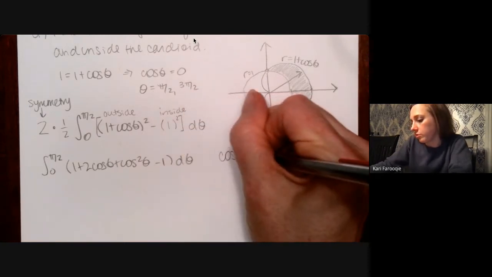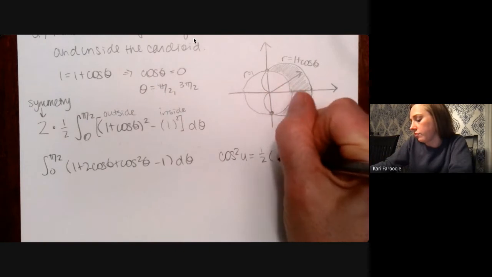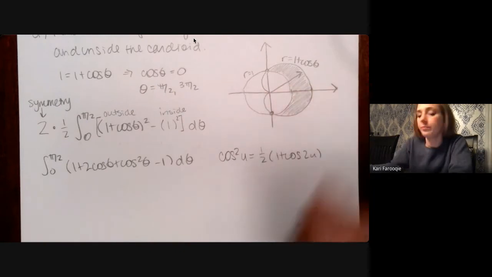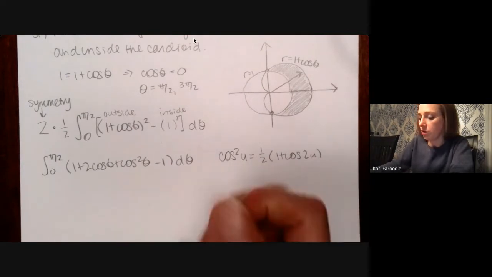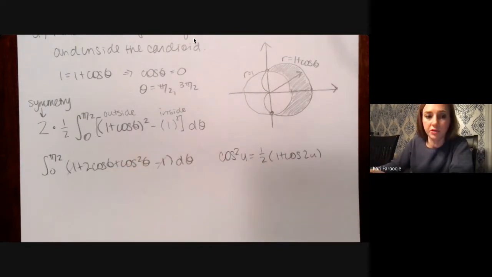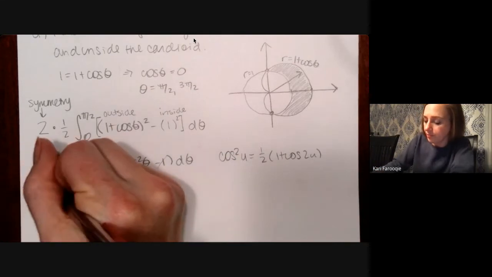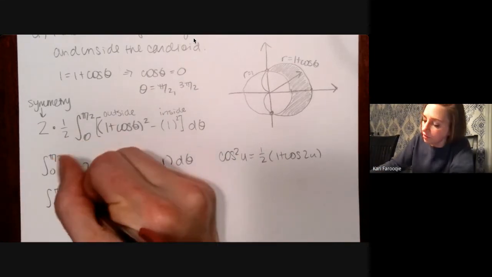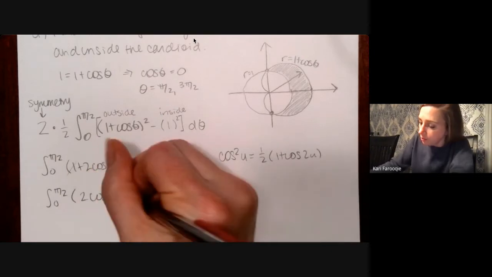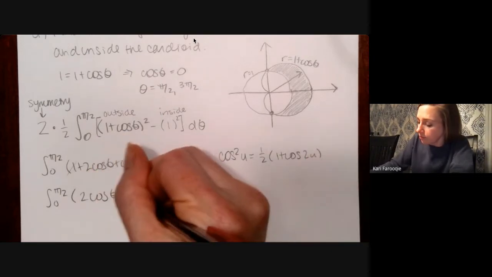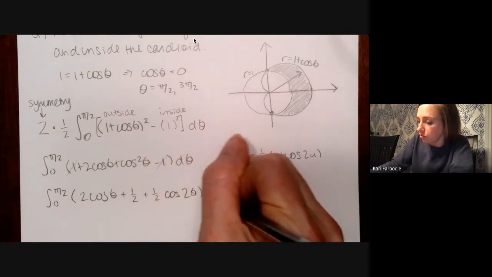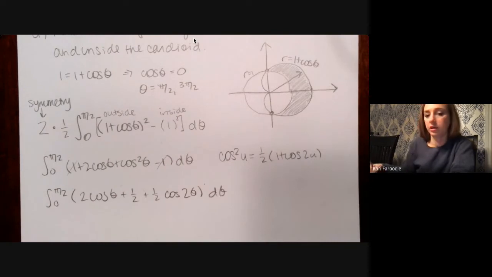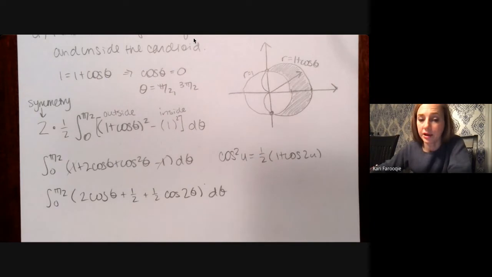And then remember that the cosine squared of u is 1/2 times 1 plus the cosine of 2u. So we're going to use this identity to rewrite cosine squared. And notice also that these ones are additive inverses, so those are going to be gone. So that leaves you with 2 cosine theta plus 1/2 plus 1/2 cosine 2 theta d theta. So I just distributed this 1/2 into the parentheses here for your identity.